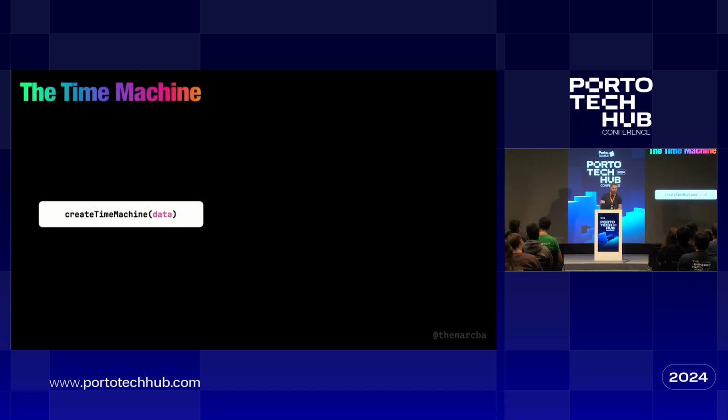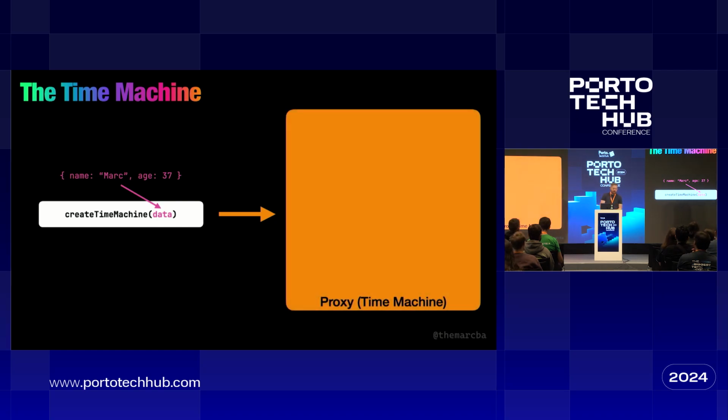All right, so let me show you a little bit how more or less we want to do it on a big scale. So we will write a function. We call it createTimeMachine, and we pass some data there. This data is going to be an object, something like this. And we get back a proxy.